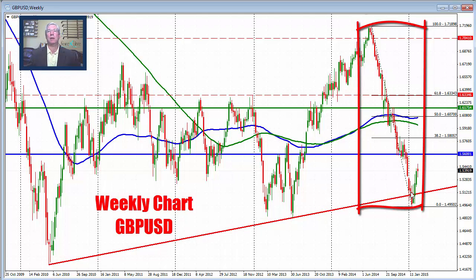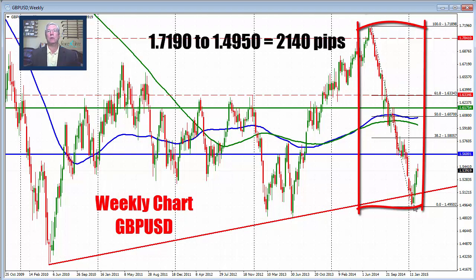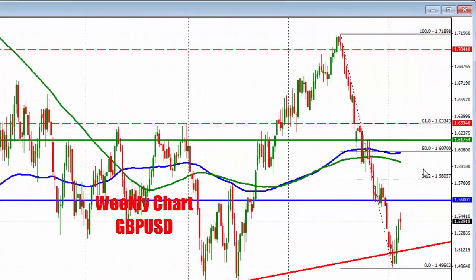It started in July and ended in January. Went from about 171.90 down to 149.50. That's a pretty big percentage move. Now I put a Fibonacci retracement on this move to the downside, and the 38.2% retracement comes in at 158.05. Now it seems like that would be a hard target to go and reach.